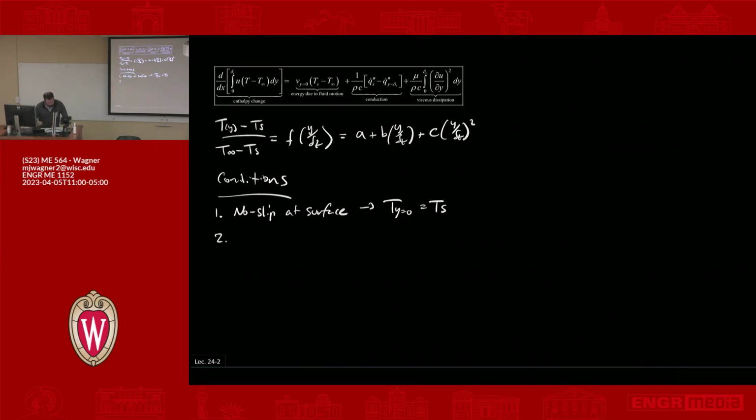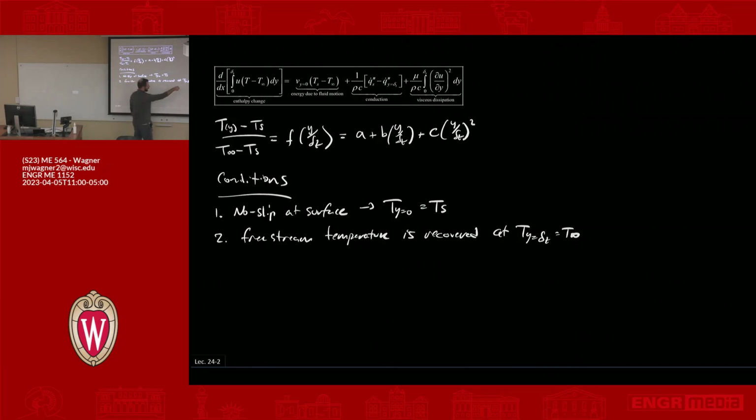The second condition would be the free stream temperature is recovered: T at y equals delta t is equal to T infinity. So the temperature at the edge of the boundary layer is equal to T infinity. That would be the second common one.